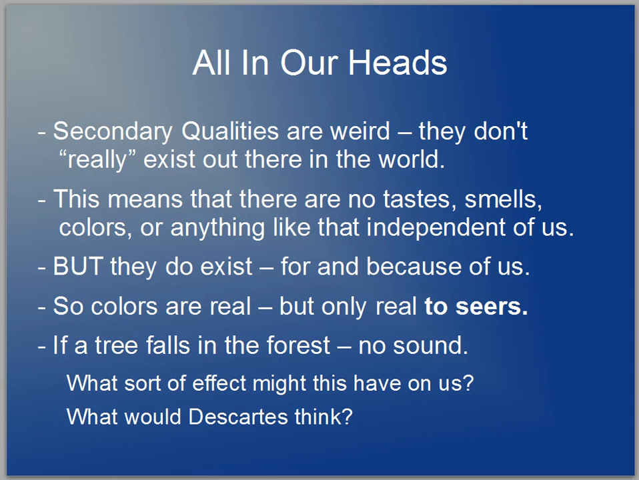Secondary qualities are really weird because they don't really exist out there in the world. That means that independent of us, there are no tastes, no smells, no colors, anything like that. There are the qualities that would produce them, but they aren't actually out there in the world. So they do exist, but they exist to us because of us. Colors are real, but they're only real because someone can see them.